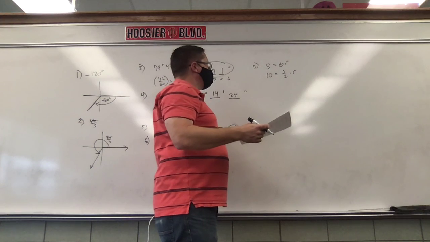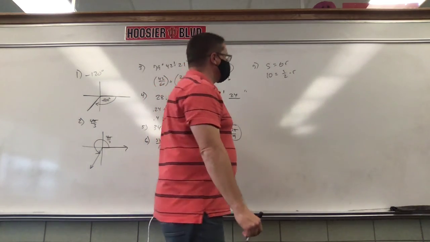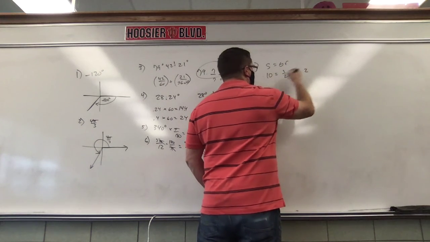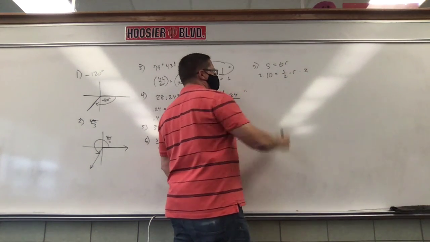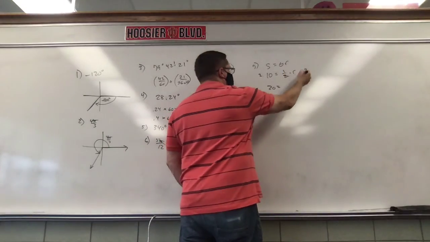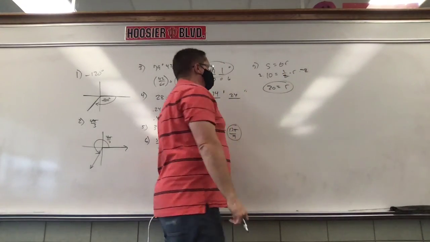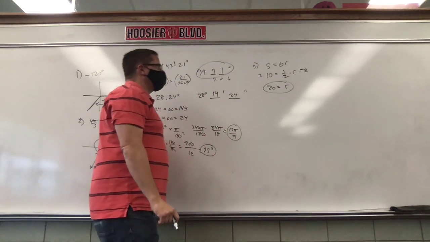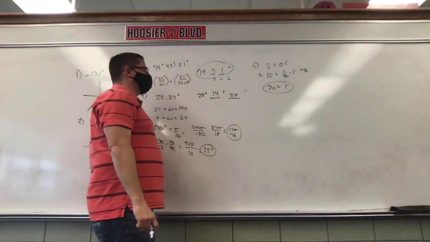Okay, how do we get rid of that half? Multiply by 2 over 1. That's just 2, it's 20. Or just use common sense. Half of what is 20? 10. Or half of what is 10? 20, sorry.